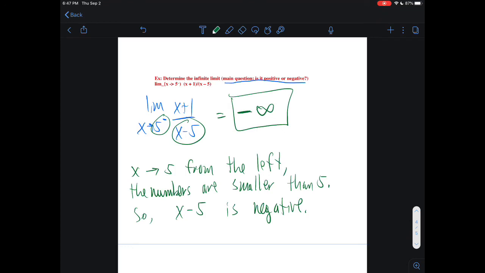That's it for this section. In the next section, we're going to take a look at some limit laws.